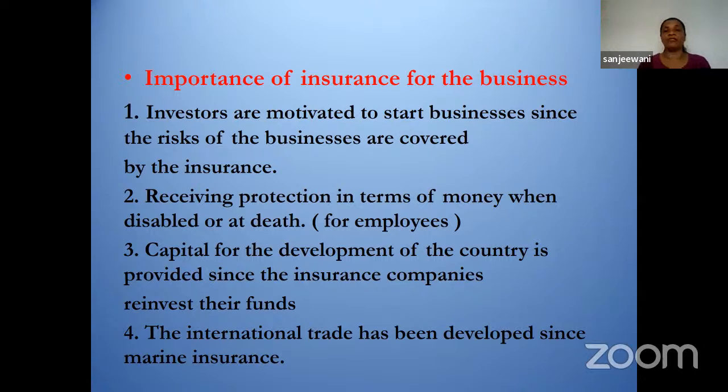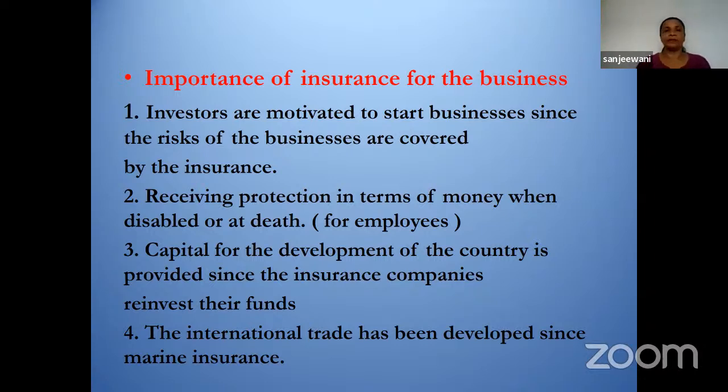Then capital for the development of the country is also provided by the insurance companies, right? So they are also contributing to economic development. Then international trade can also be enhanced, children, because of marine insurance. International business can also be developed. So these are the importance of insurance for the business.